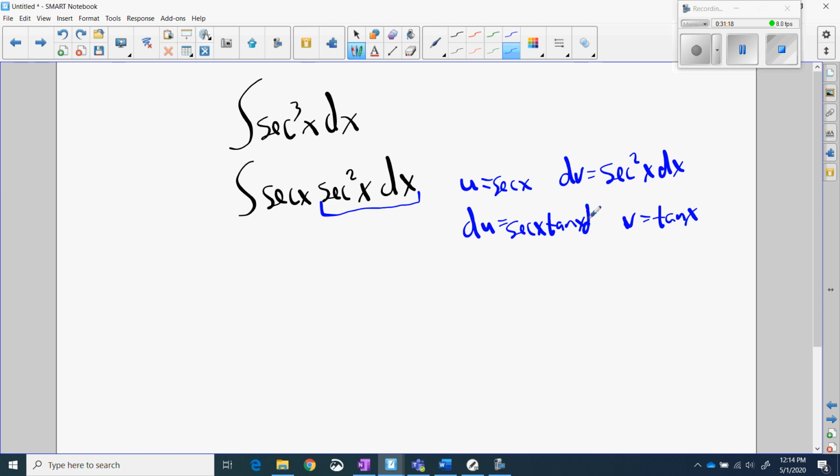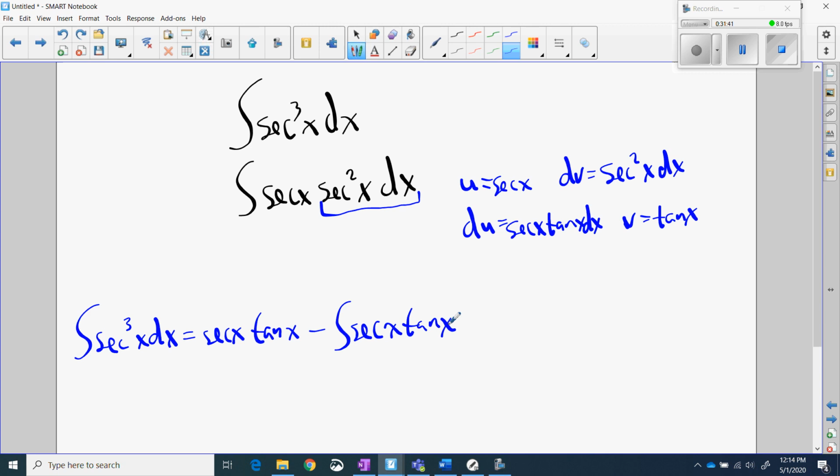Got the dx on this one. All right, so the integral of secant cubed x dx would be uv, secant x tan x, minus the integral of v du, which is secant x tan x times another tan x dx. So there's your v times du.